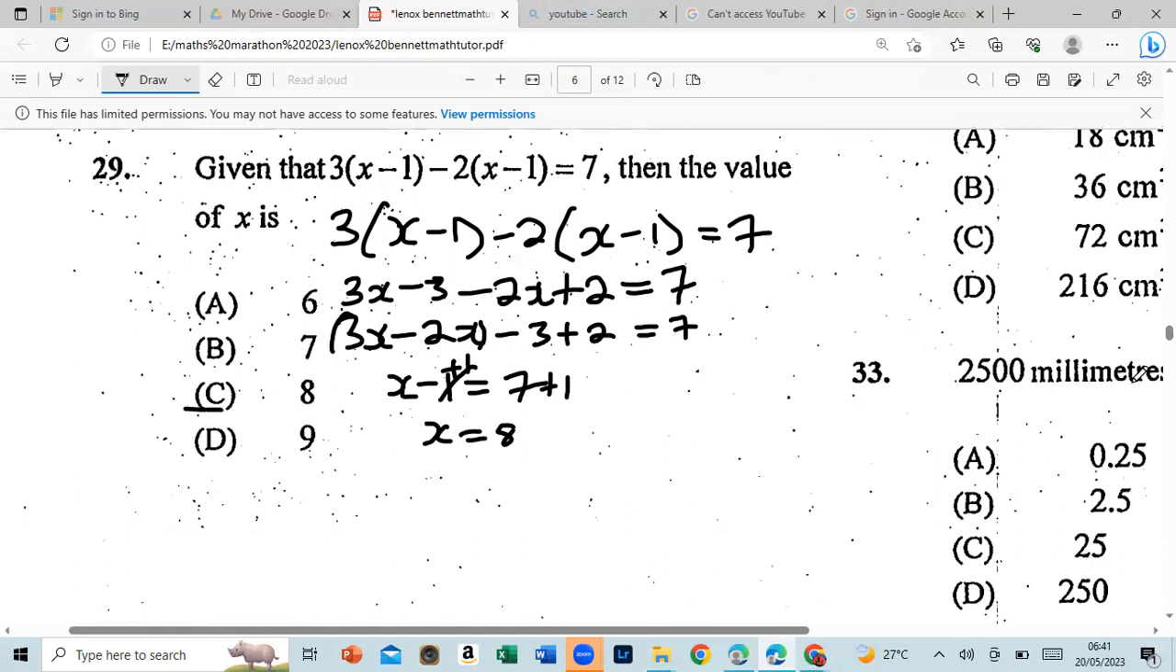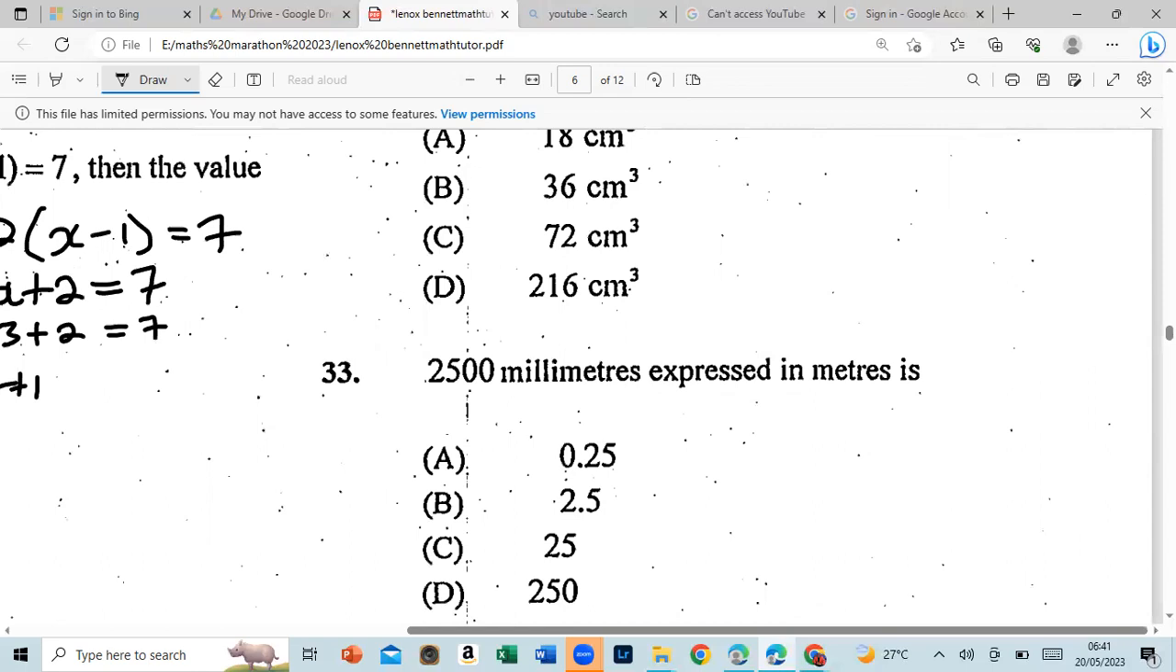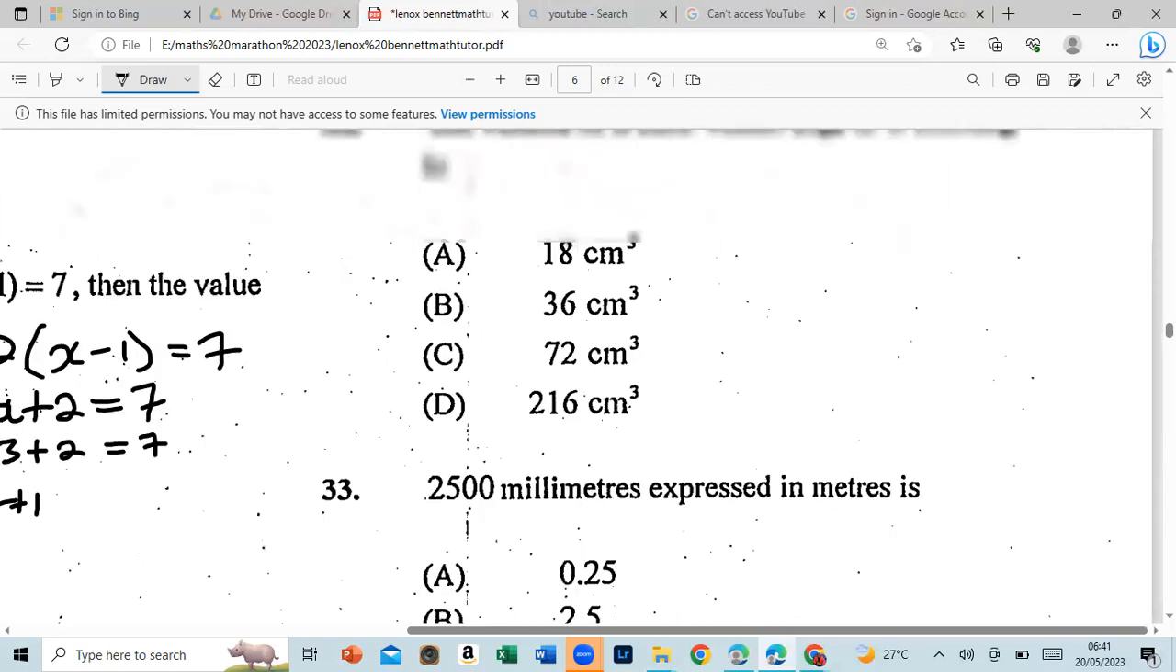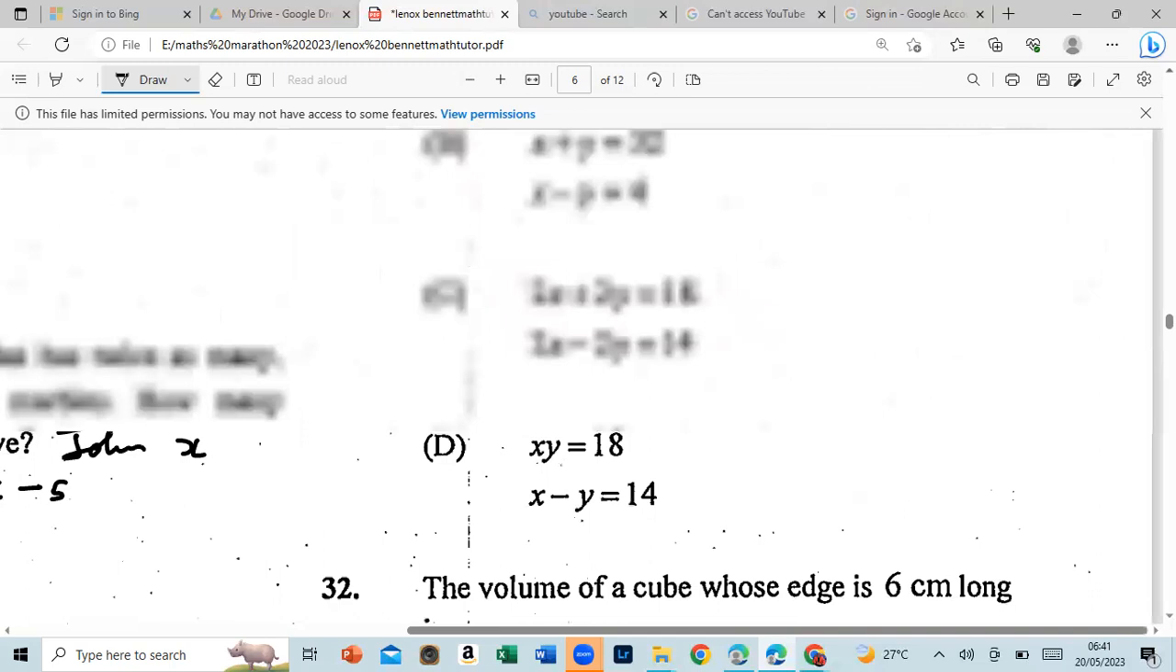Alright, so let's move on to 30. Move this up to the top. Let's go. 30 I have in store for us.